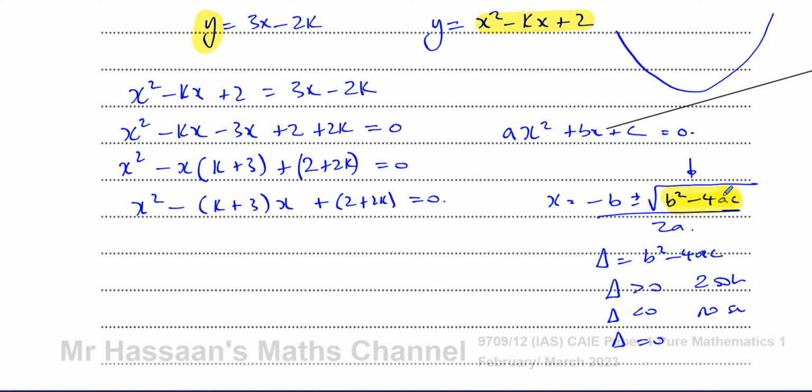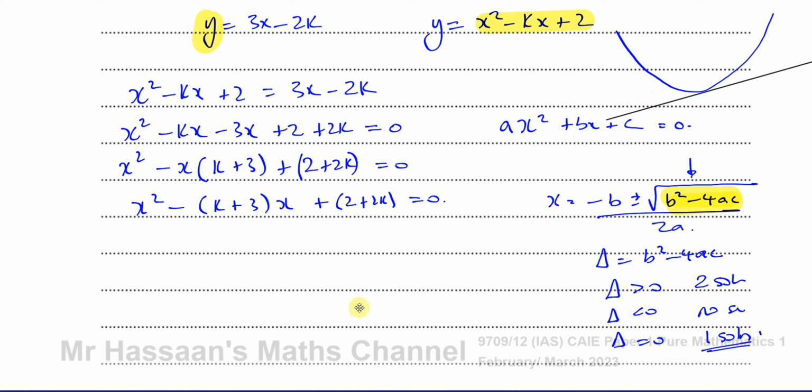Well, if this is equal to 0, you'll have minus b plus or minus 0 over 2a, so minus b over 2a will only be one solution. It's called a repeated root, one repeated root. And that would be the case where the line is a tangent to the curve.